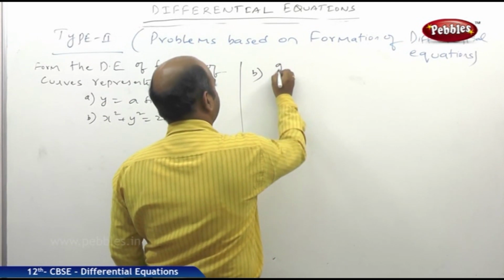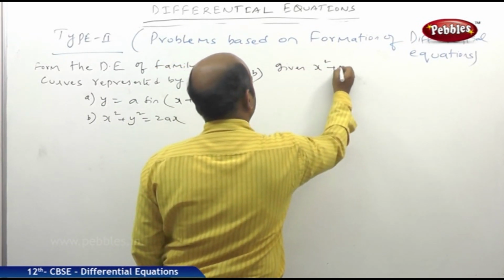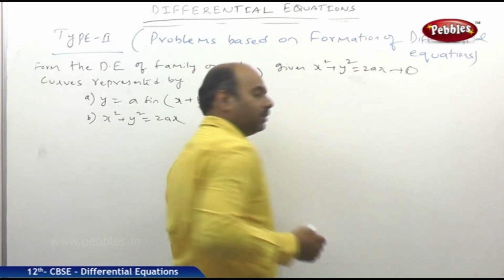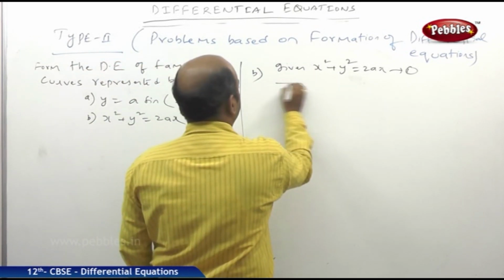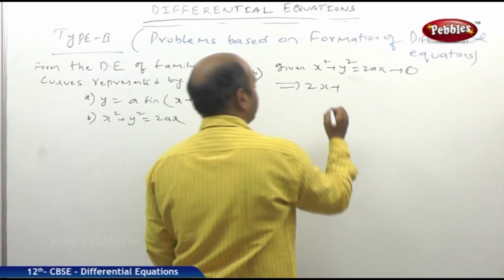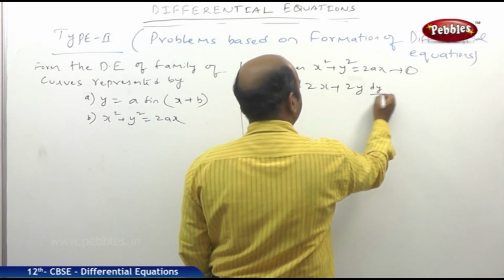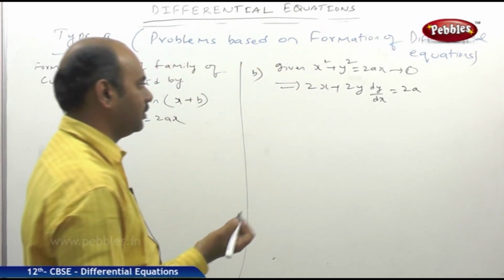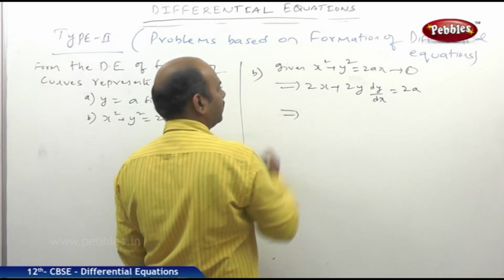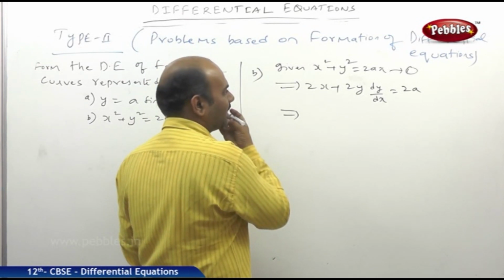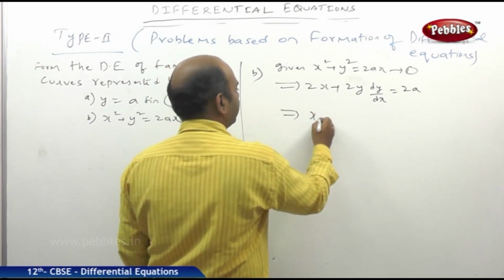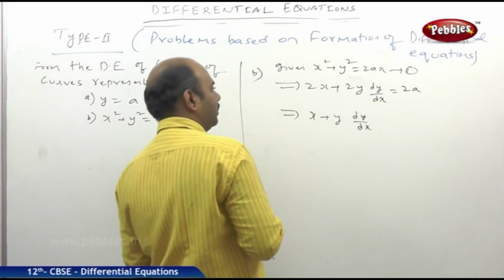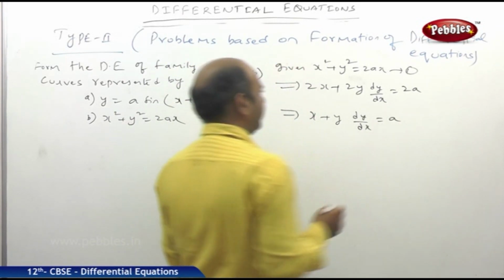Because it's a little lengthy in calculation, given x² + y² = 2ax, I call it number 1. So the derivative of x² is 2x, of y² is 2y dy/dx, and of 2ax, the derivative of x is 1, so 2a. Everywhere I can cancel 2. So finally what remains, x + y dy/dx = a.